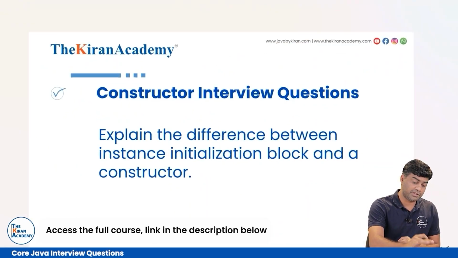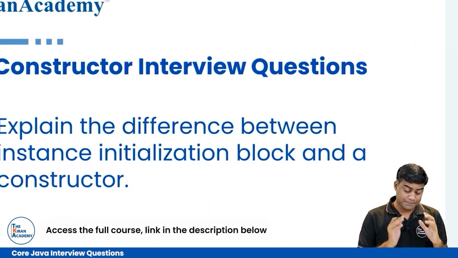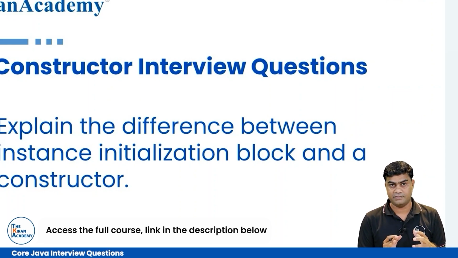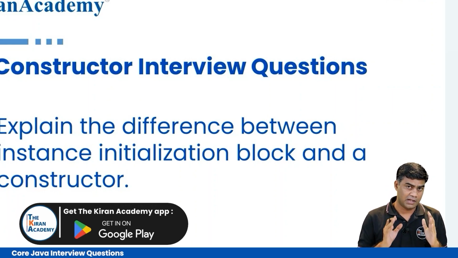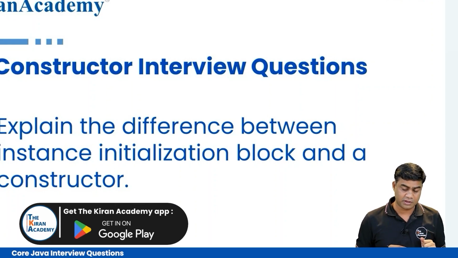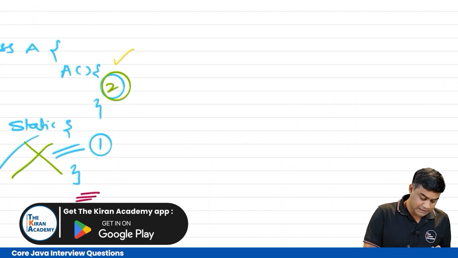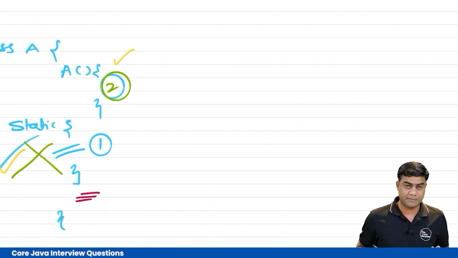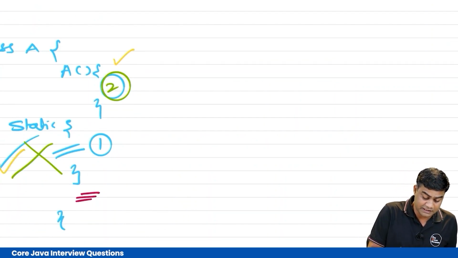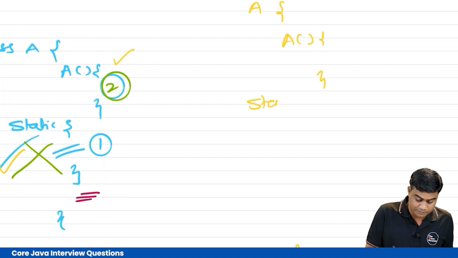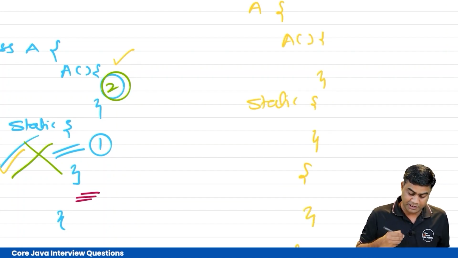Move to the next question. Explain the difference between an instance initialization block and a constructor. We have already seen the static block. Now, how do we tackle this? See here. This is a constructor that you already know. This is a static block. Now, let's say we have three things in a class. Class A is there. There we can have a constructor, a static block, and a non-static block.